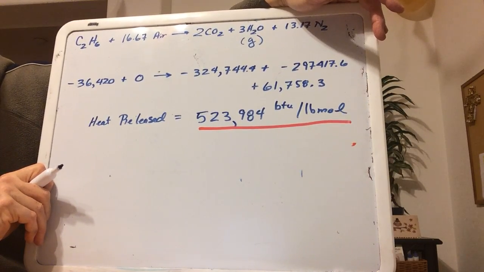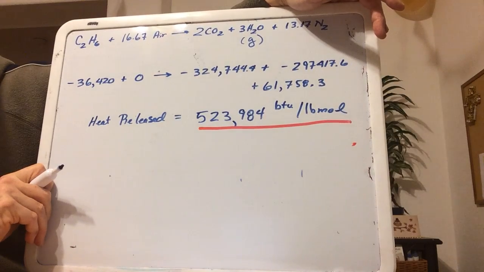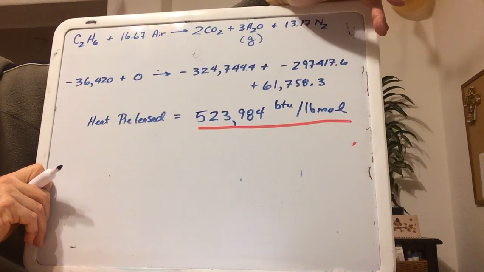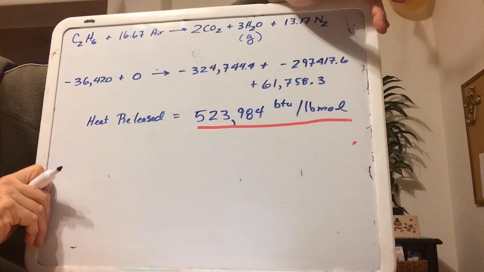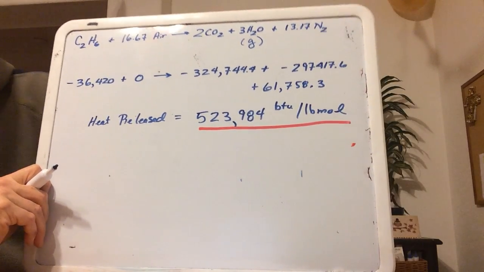What we would like to do is get it per pound mass, because that's going to be more realistic if we actually do combustion. How much energy is released per pound mass? That just involves finding the molar mass of ethane and cranking the numbers. So I'll go ahead and do that. You do that yourself.